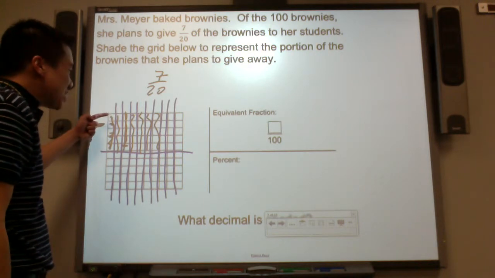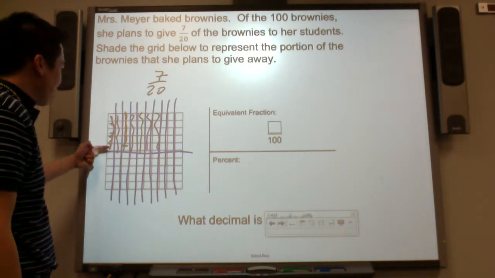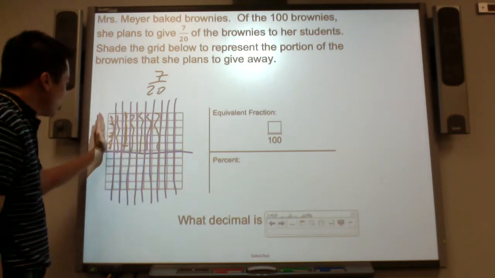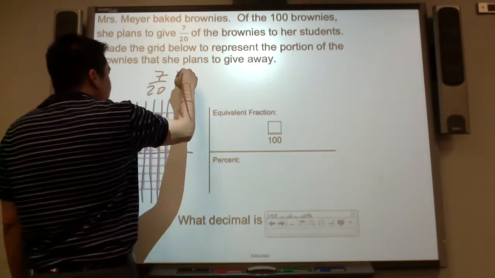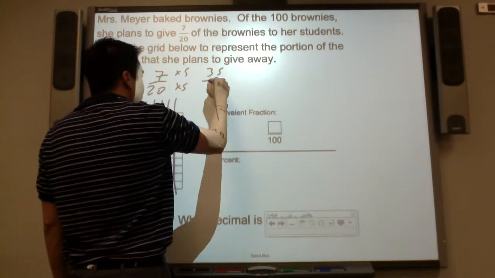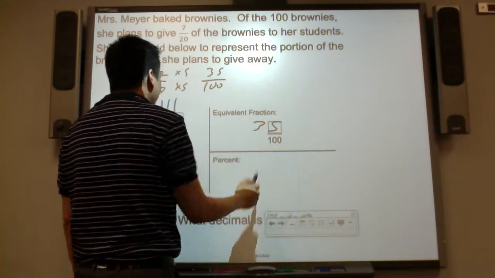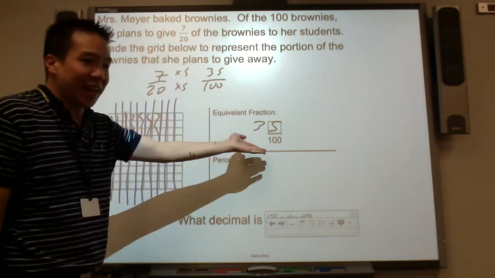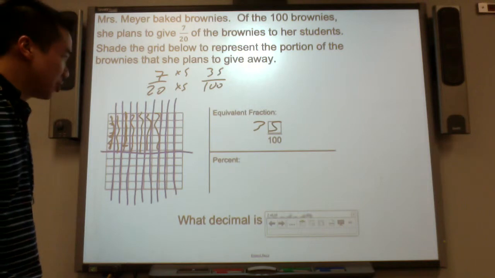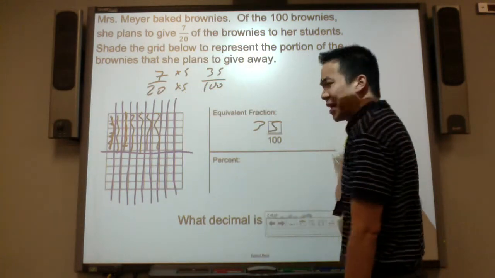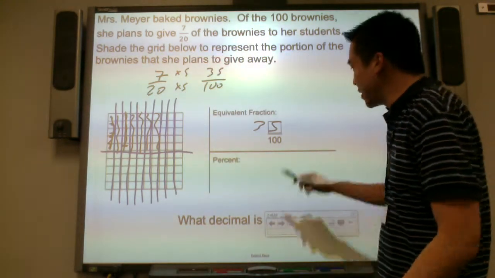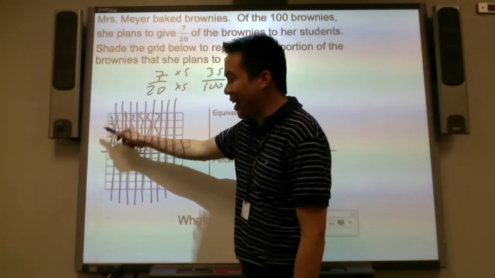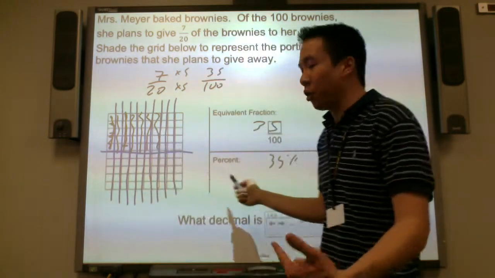As you notice, each section has 5 brownie bits. So she's going to give 7 sections away, and each one has 5 of them. So she's giving away 35 brownies out of 100, because 7/20 is the same as saying 35 hundredths. And is 35 hundredths the same thing as a percent? Again, percent means per 100. So what percent is this? 35%. We shade in 35 of the 100, or 35%.